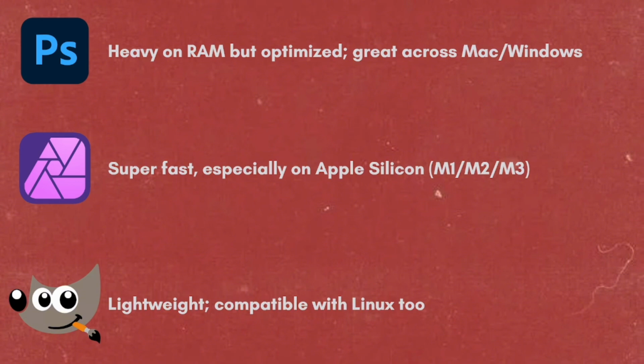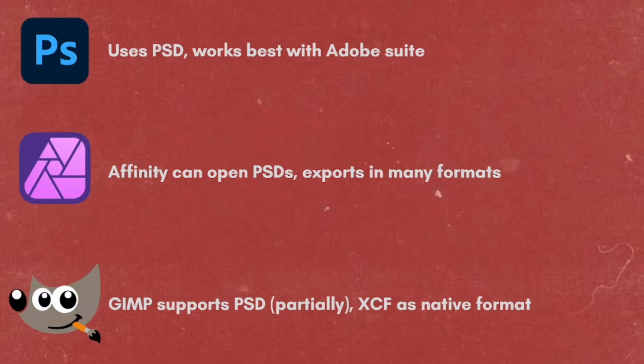For compatibility, Photoshop uses PSD, so this works best with the Adobe Suite. Now for Affinity, it can open PSDs, and you can export in many formats. GIMP supports PSD, or partially, with XCF as its native format.